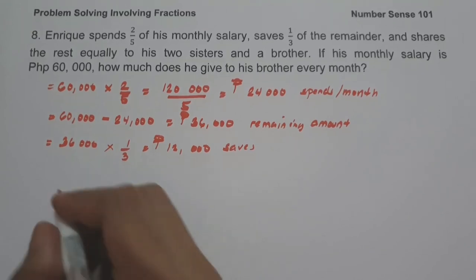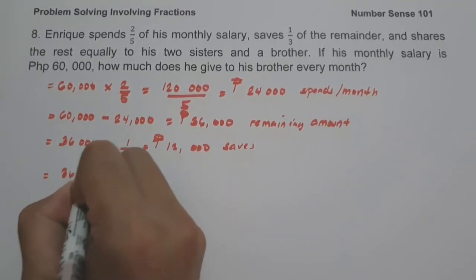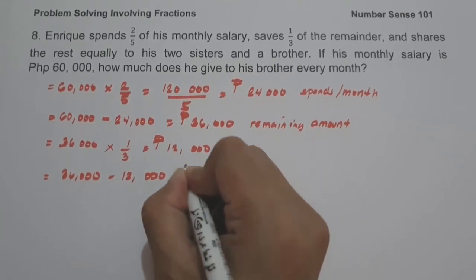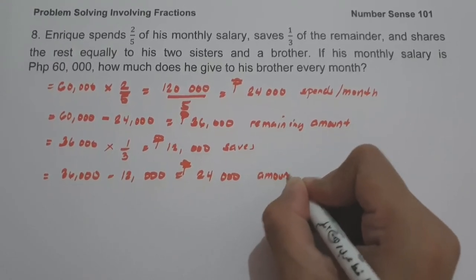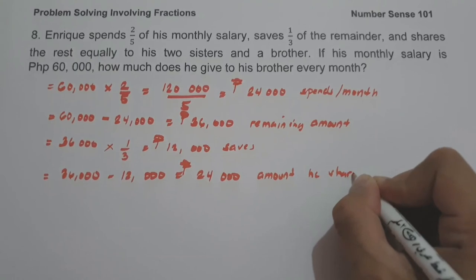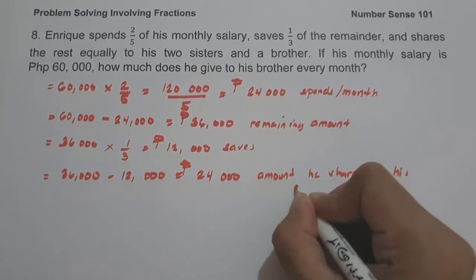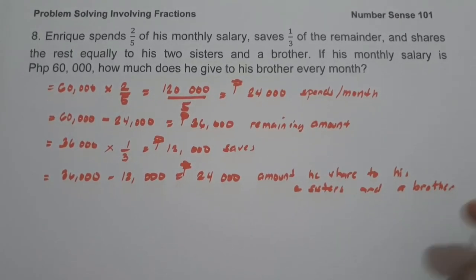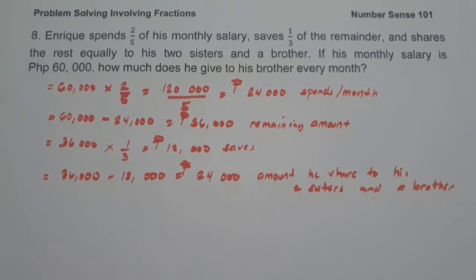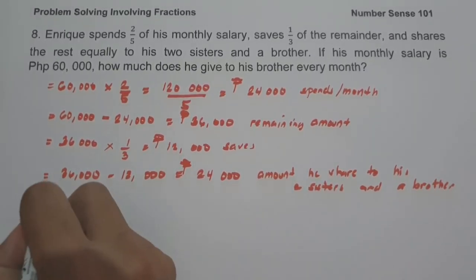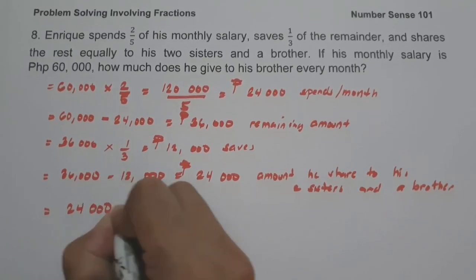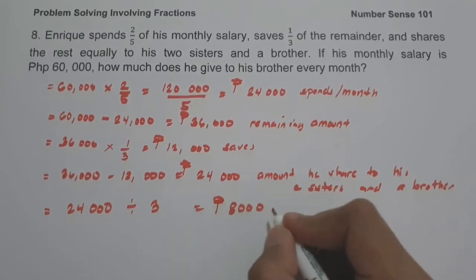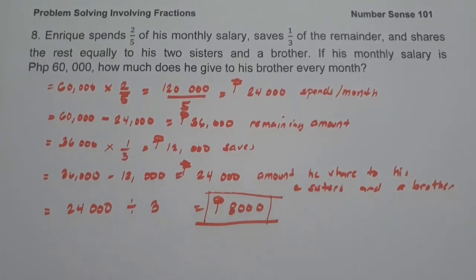And then let us find 36,000 pesos minus 12,000 pesos, and that is 24,000 pesos. So this is the amount he shares to his two sisters and brother. So to determine how much he gives to his brother every month, let us divide 24,000 by 3. This is 24,000 divided by 3, and that is 8,000 pesos. So this is the amount he gives to his brother every month.